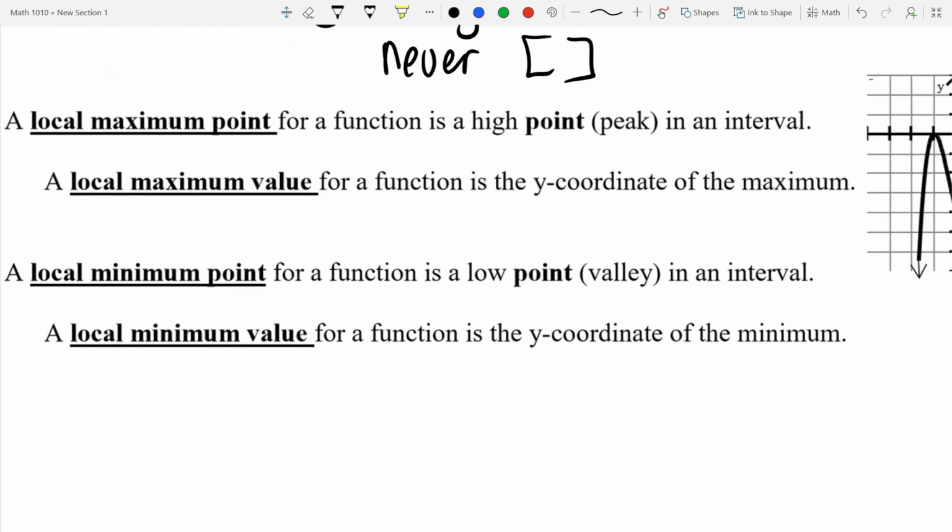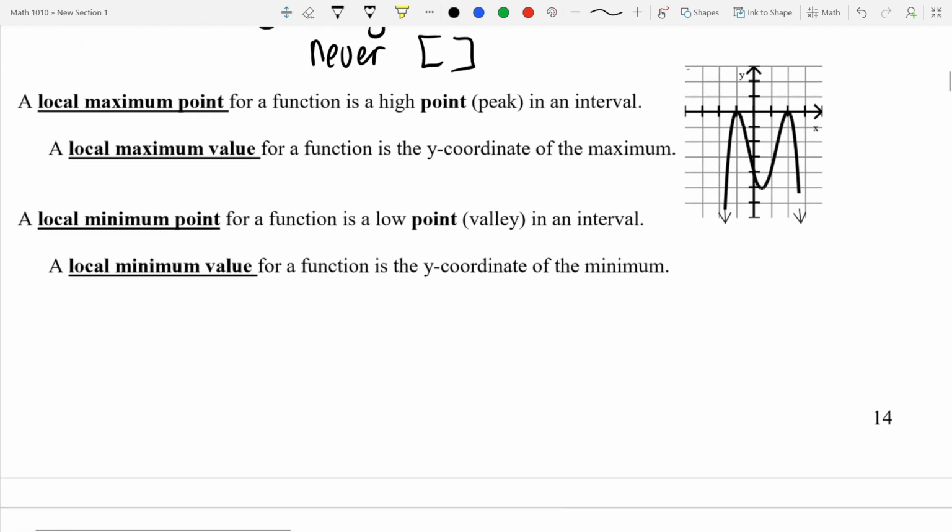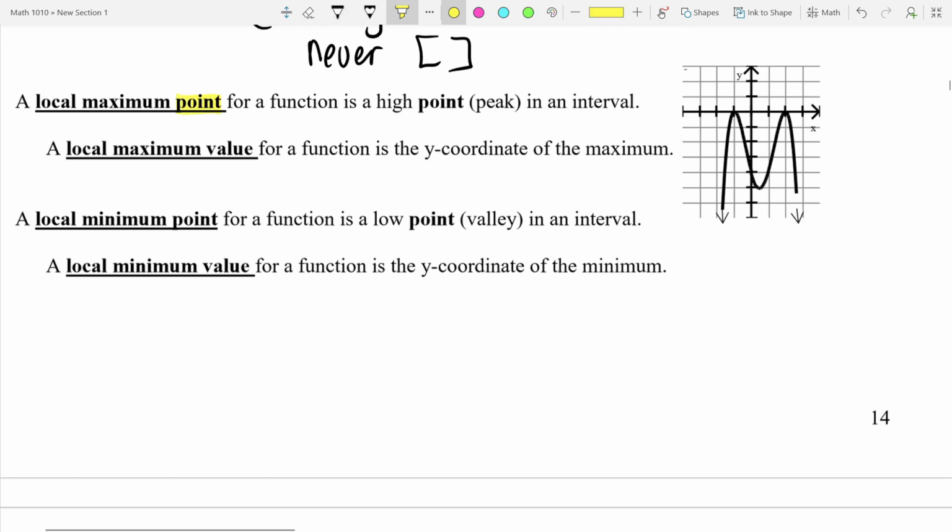Okay, here we go. Find the local maximum point and the local maximum value. When you read point, you're going to write it as a point, which is x, y. When you read value, you're going to write it as a value, and it's going to be y equals some number. So make sure you write both of those down and you understand. So let's do this example.